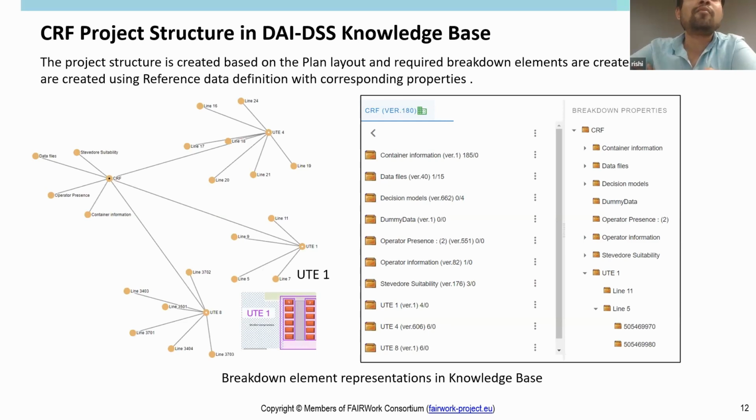You can see these root child nodes expanding towards the right-hand side, and UT1 has its corresponding lines, and each line has its geometric information, showing what geometries can be produced. Similarly, we have UT4 and UT8. Apart from these, we also require more data stored in the knowledge base in the form of a digital twin, such that we can leverage this data, and we will explore it in upcoming slides. Here you can see the final output structure in a clearer semantic manner in the right-hand side picture: UT1, UT4, UT8, and the tree structure showing the container information, data files, decision models, and so on.